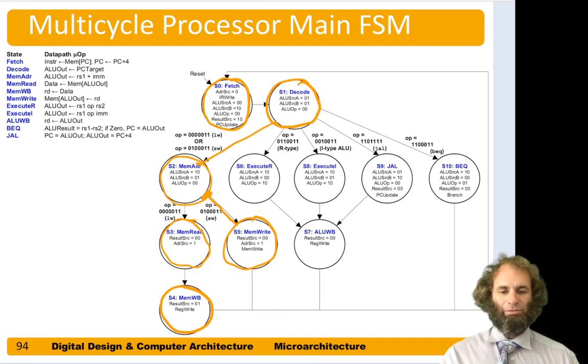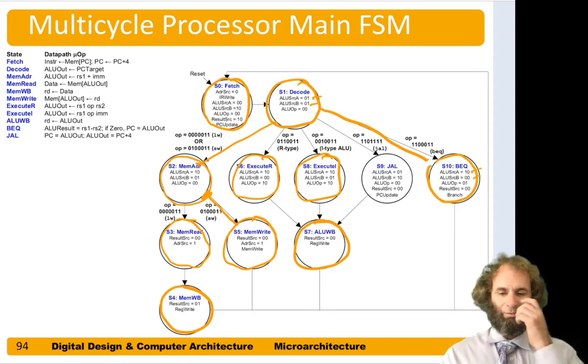R-type and I-type instructions also take 4 steps. So on the 3rd step, we execute the instruction by doing the ALU operation on the 2 sources. And then on the 4th step, we write the result to the register file. And a branch only takes 3 steps, because on the 2nd step, we'd computed the branch target address. On the 3rd step, we compare the registers, and if they're equal, then we update the program counter.